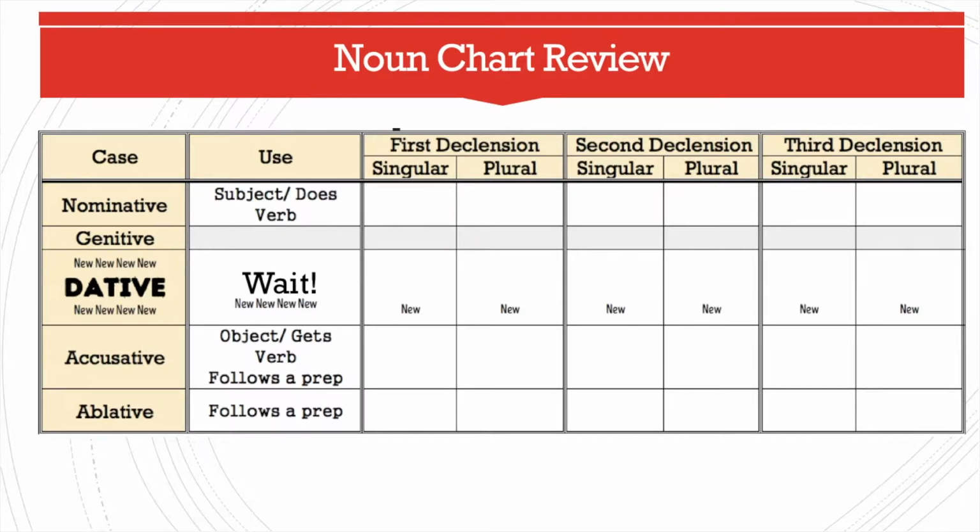The nominative is a subject, or it does the verb. The accusative is either the object, or gets the verb. Those mean the same thing. Or it can follow a preposition. And the ablative also always follows a preposition right now.